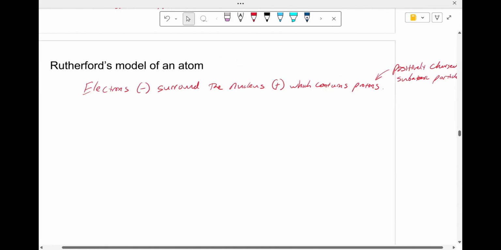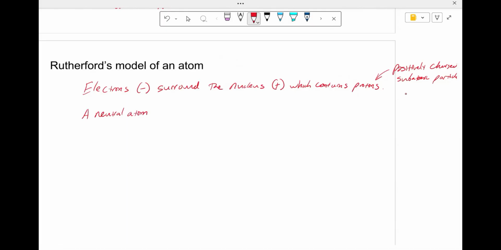And then secondly, a neutral atom must have an equal number of electrons and protons. Because if the number of negative things equal the number of positive things, then that makes something have a neutral charge or zero charge.